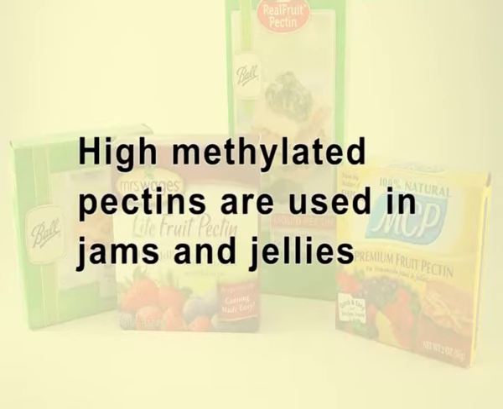High methylated pectins are used in jams and jellies. The role of the pectin is to impart a gel texture to the jam or jelly. This texture must be strong enough to allow transportation and storage without changes. It is mainly used for fruit flavored products where the acidity enhances the fruit flavors.